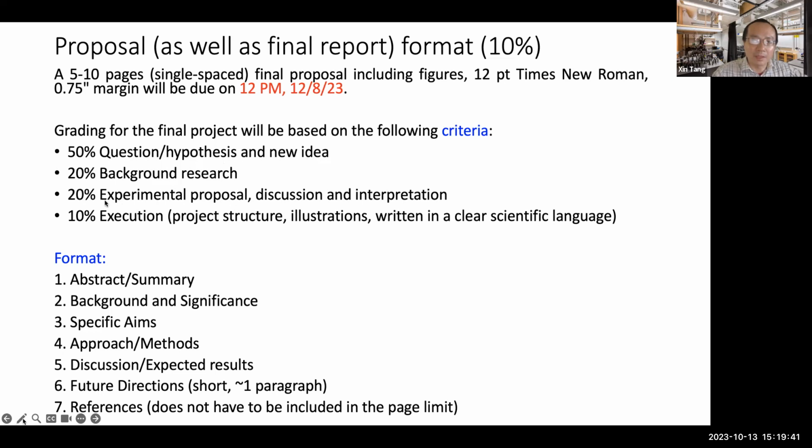experiment proposal. What is your approach and your discussion and how you interpret your data, right? And then the final 10% will actually be how you write these things, how you explain the three components I mentioned there, how you structure your project, how you illustrate and write the whole proposal in a clear scientific language, right? So that's the criteria.